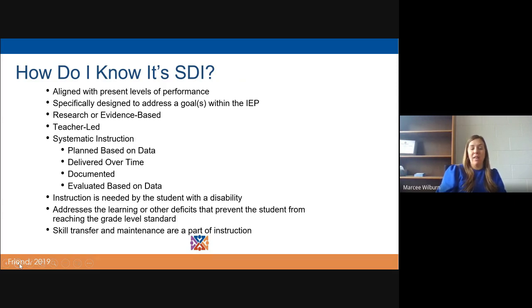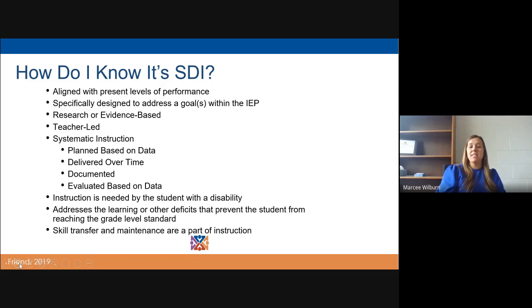We need to make sure that the instruction is needed by the student with the disability. Remember, specially designed instruction is what makes special education special. So thinking through, okay, this is what is needed for this student to be successful within the education setting, and without this, they would not be able to accomplish what we want them to accomplish. It definitely needs to look at what those barriers or deficits are in order for them to be able to overcome those and reach those grade level standards as we talked about.